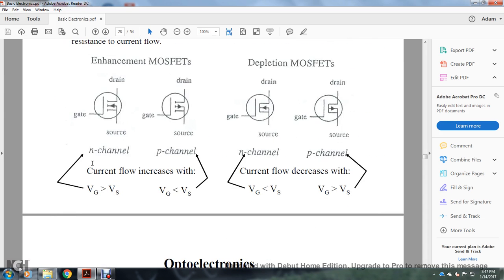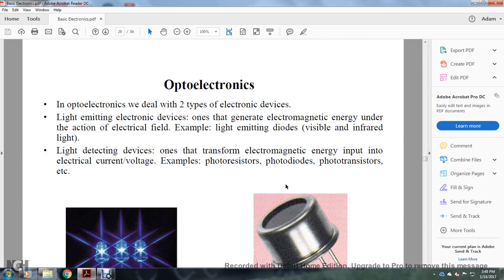This shows the enhancement MOSFETs with the gate, drain, and source of the N channel and P channel. Current flows when the gate voltage is greater than the source voltage, or less than the source voltage. In the depletion MOSFET, you see the gate with a drain and source, but the channel is complete. The N channel is connected to the drain and the source with an arrow flowing through it, with gate voltage less than source voltage. And when the drain goes through the source, in the P channel the gate voltage is greater than the source voltage.